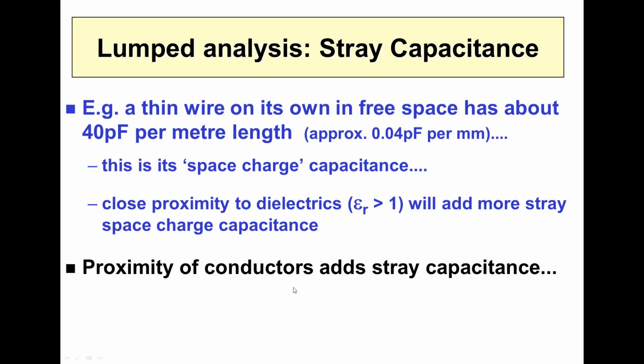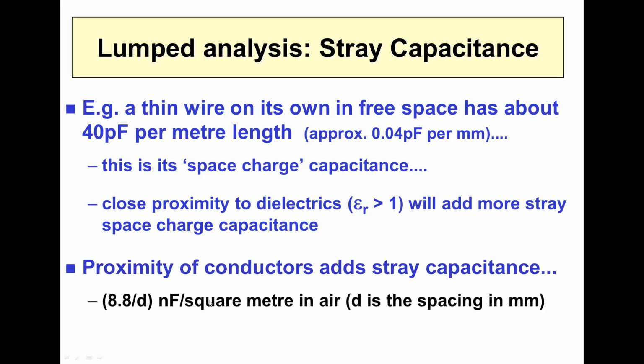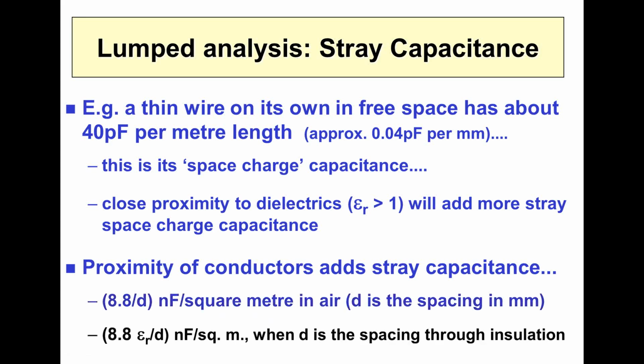If you have a conductor nearby, then we add extra stray capacitance, roughly at the rate of 8.8 over D nanofarads per square meter, where D is the spacing in air, and the square meters is the cross-sectional area, if you like, that they're facing each other with. If you have a dielectric there, then it's 8.8 times epsilon R over D nanofarads per square meter.